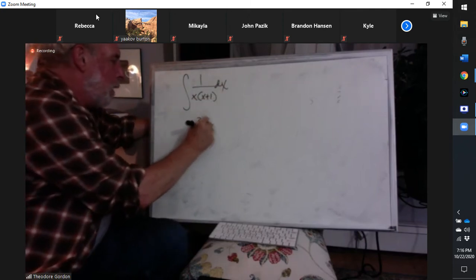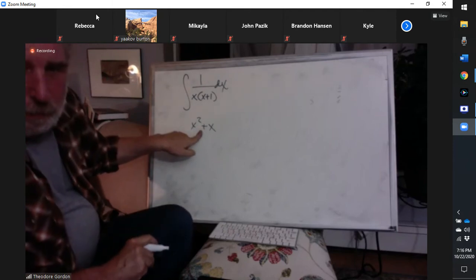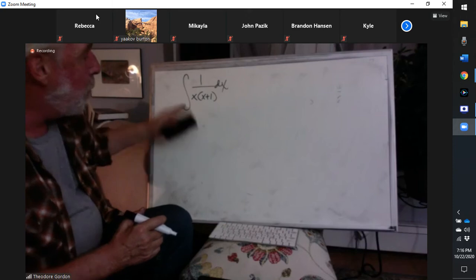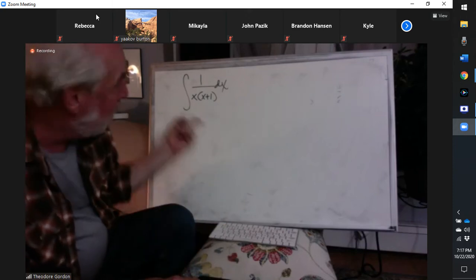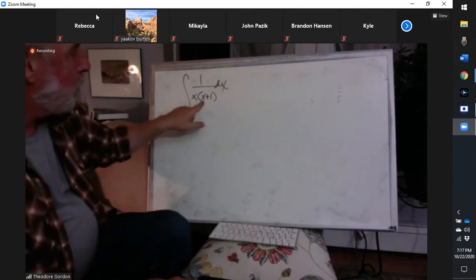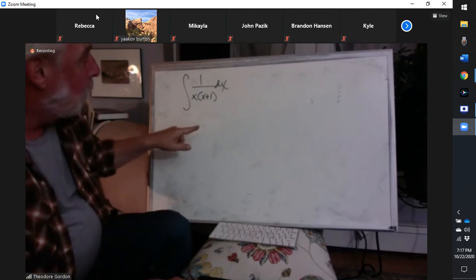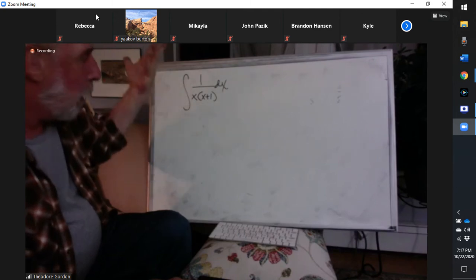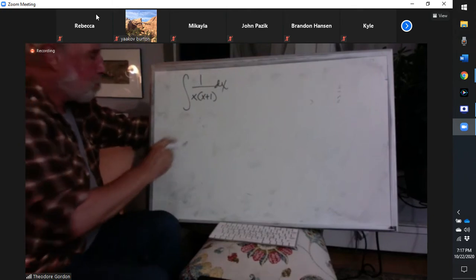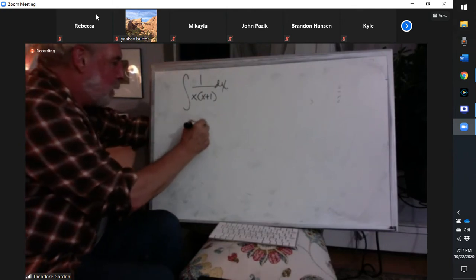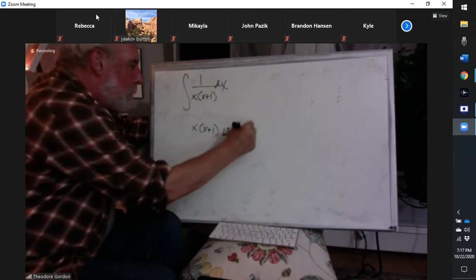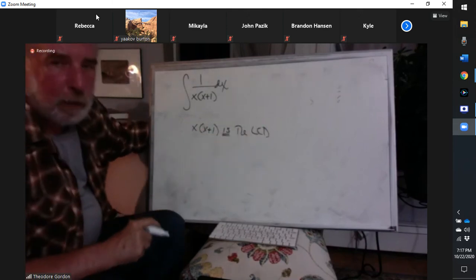Now that denominator is this, and I factored it into here. None of the methods we use so far will work on that integral. Can't do trig sub because nothing's being squared. There's no algebra kind of thing we can do on here. So this is going to decompose. So this x times x plus 1, that is the LCD. That's the lowest common denominator.